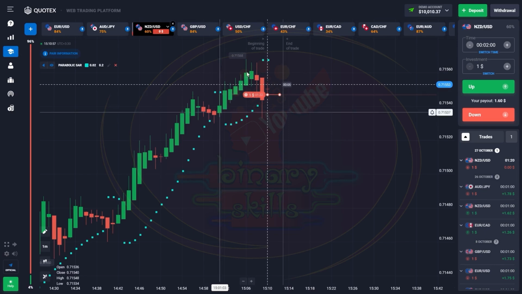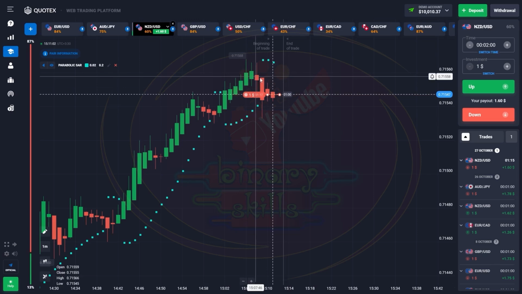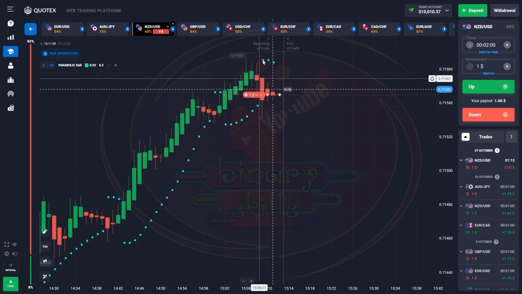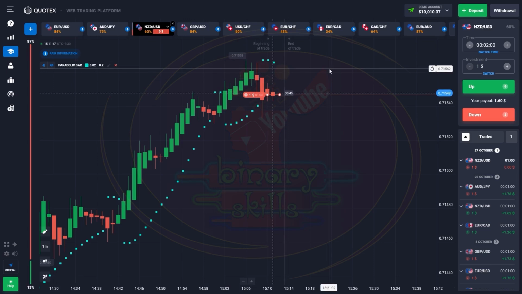The number of green candles is more than 3 or 4, the trend reversal has occurred, the red candle has no upper shadow, and the parabolic star has moved above the red candles. Let's wait for the 2 minutes to finish and see the outcome of this trade.